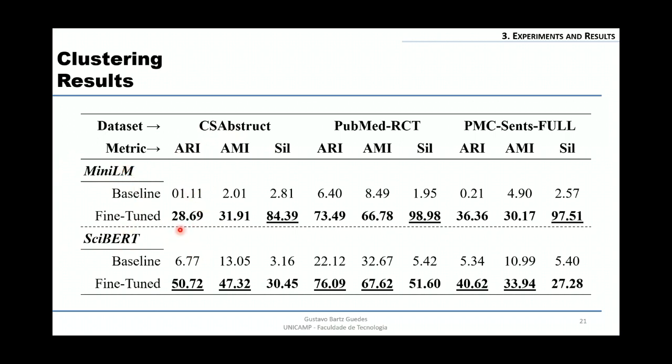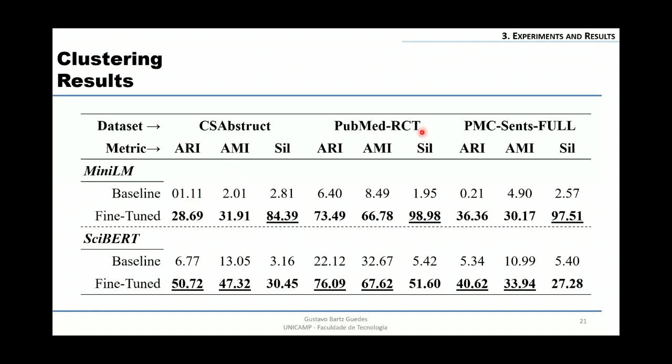So we see a huge improvement in clustering, and that was expected, because when we perform contrastive learning, we are rearranging the embeddings in the vector space. The k-means algorithm acts by computing the distance between the samples, the vectors in this case, and creating a separation between the samples using this distance. So contrastive learning is an ideal approach for that.